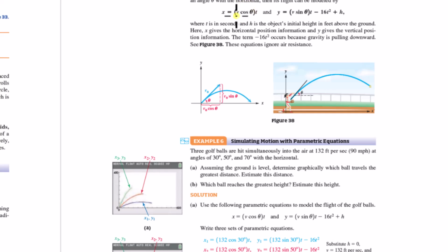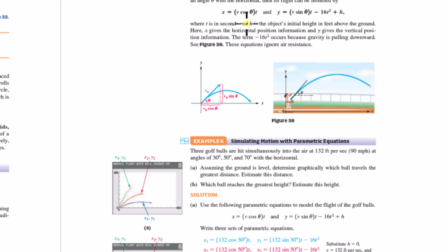What you can see is that when it comes to the x position, this factor here is just a constant, v cosine theta. Theta is a constant, it's just the initial angle. V is a constant, the initial velocity. There's nothing affecting the x position because there's no air resistance. But the y position is being affected by gravity. And this accounts for gravity.